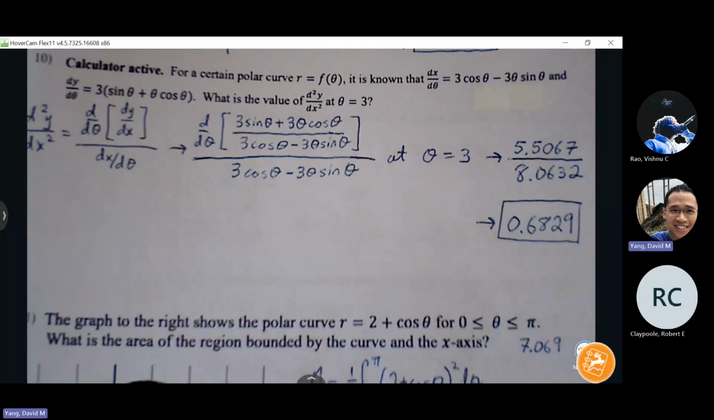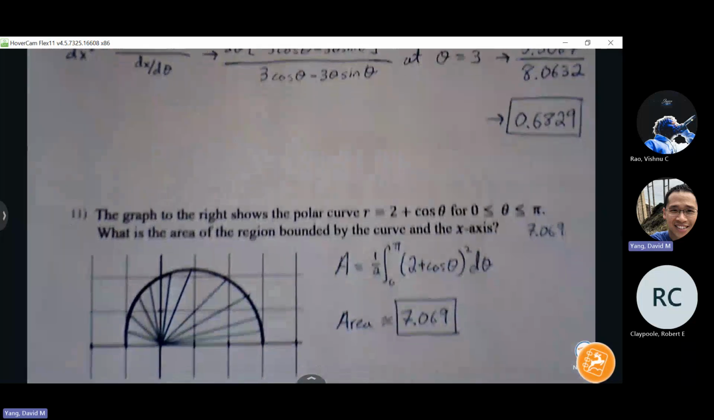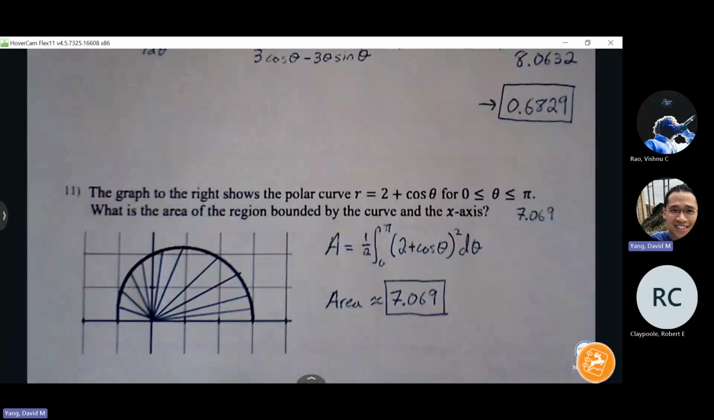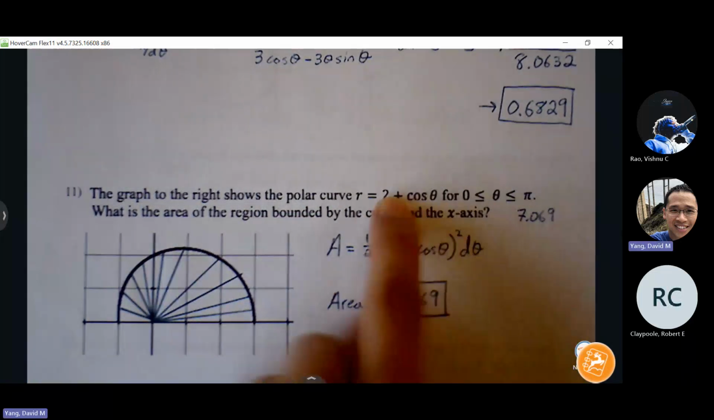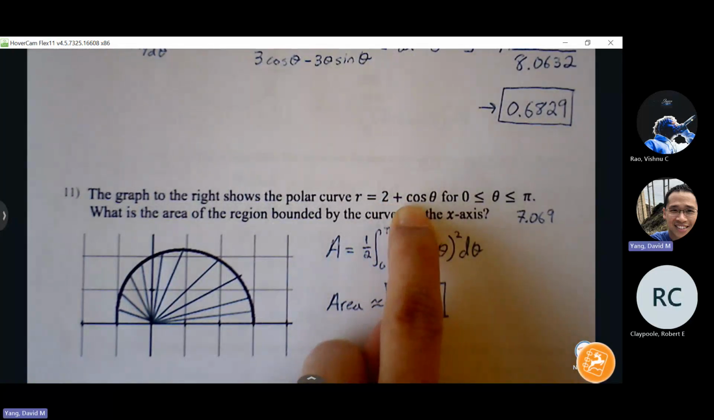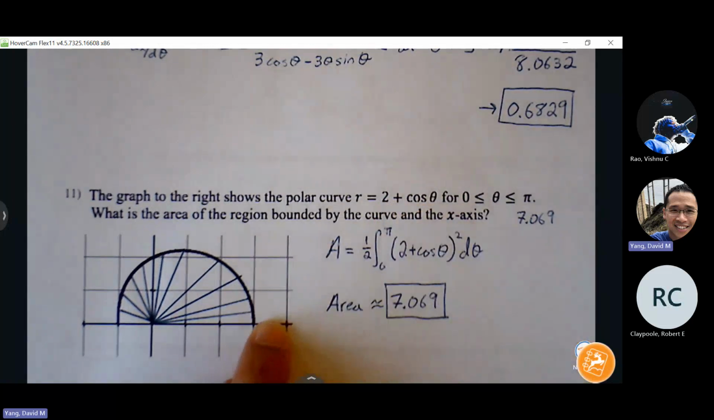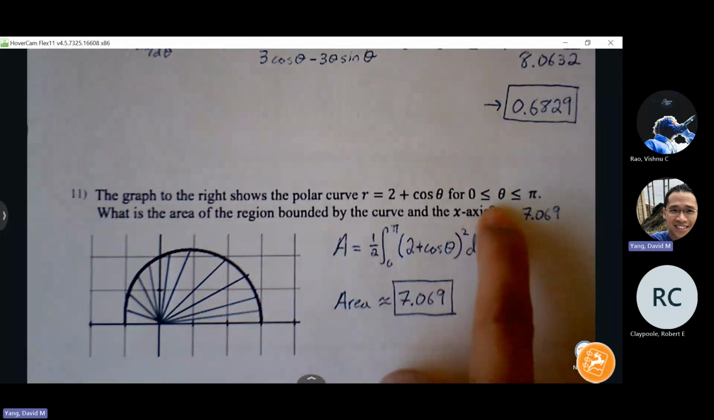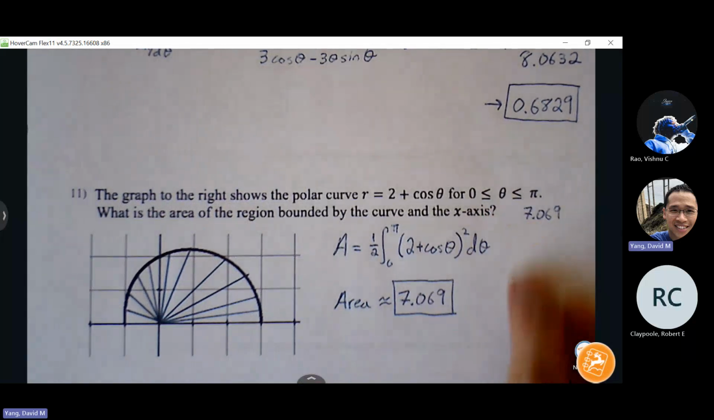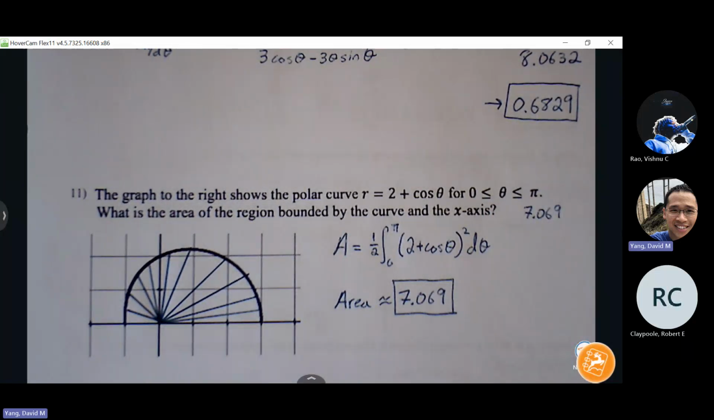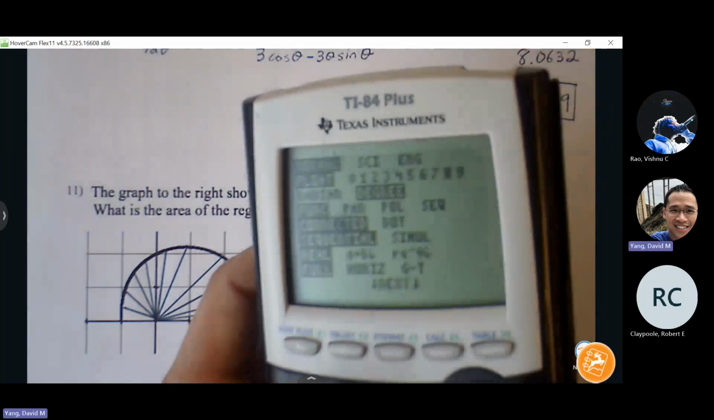Okay, the graph shows a polar curve r is equal to 2 plus cosine theta from 0 to pi. What is the area of the region bounded by the curve? So 2 plus cosine theta, they tell us is from 0 to pi, but even if they didn't tell that to us, we should be able to figure it out by using a table of values. And you can also use your calculator. You can kind of trace along. If you want to trace along, make sure you guys are good with that. So first, you're going to be in polar mode.